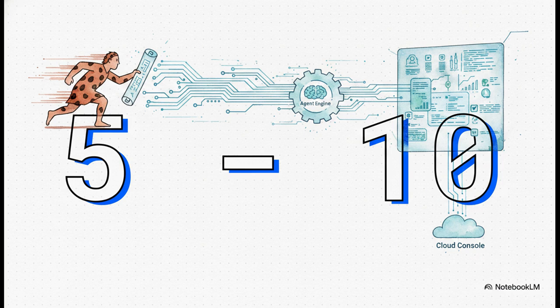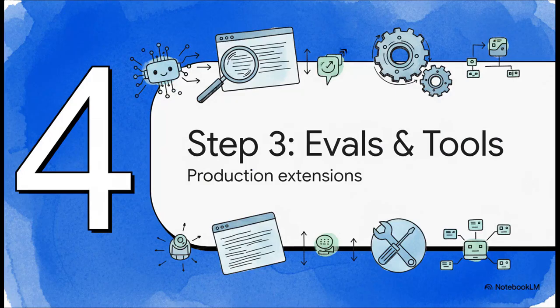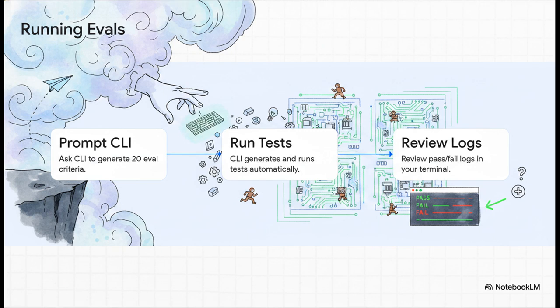This comes fully equipped with production-ready traces, managed identities, and a playground dashboard directly in the Cloud Console. Next up, step 3, evals and tools. Time for those production-grade extensions. Listen, a real senior dev knows a project isn't finished just because it runs on a server.